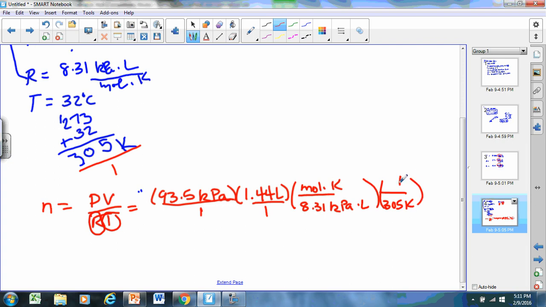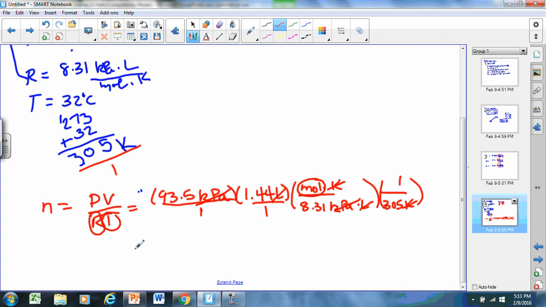And something beautiful happens. I have a kPa on the top, a kPa on the bottom. I have a liter on the top, a liter on the bottom. I have a K on the top, a K on the bottom. And every unit has canceled except moles. And that's what we're solving for.